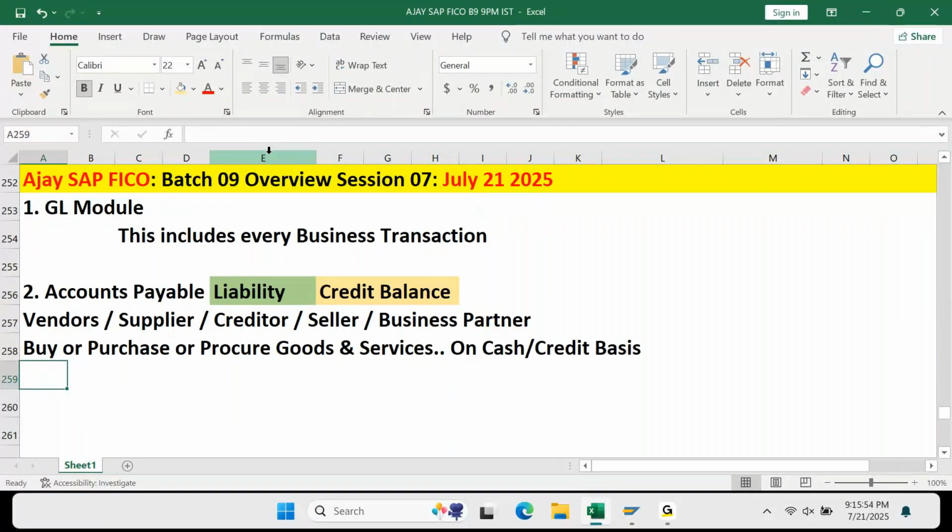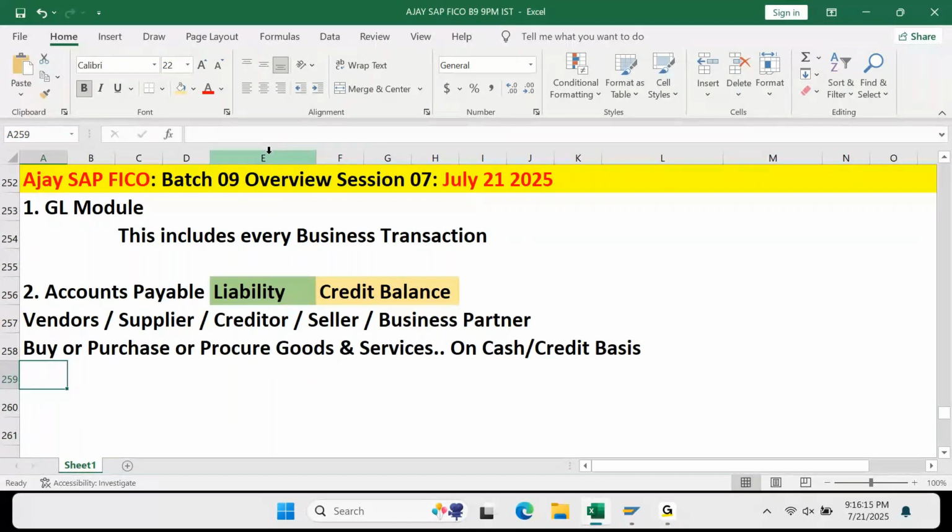There is no fixed rule. It can be different for every vendor. But on average, it is 30 days. Am I right? Yes, sir. Most commonly it is 30 days, but there is no fixed logic. There is no fixed rule here.